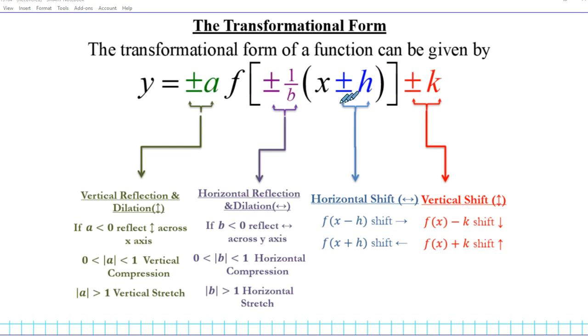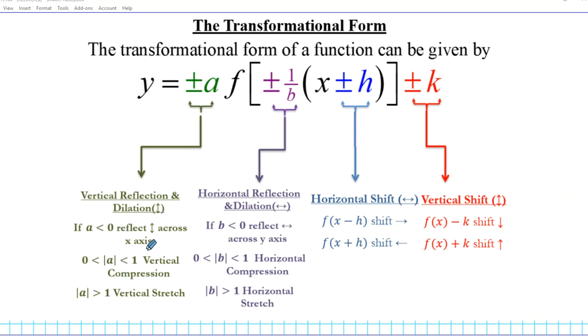Now the a, b, h, and k components are the values that change the look of the graph. A and b can be thought of as the vertical and horizontal dilators and reflectors. H and k can be thought of as the shifters. So h shifts horizontally and k shifts vertically.